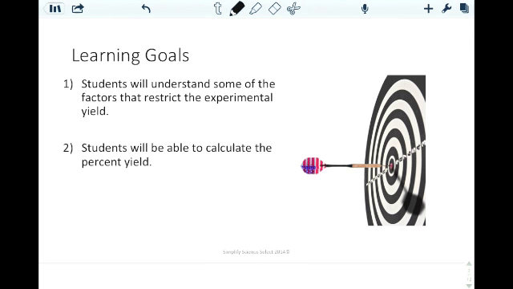The learning goals: students will understand some of the factors that restrict experimental yield. So we're going to look at what limits how much we can actually get produced. We talked about limiting reactants. We're going to talk about a few other things that hinder how much we can produce. Number two, students will be able to calculate the percent yield. So we actually want to be able to answer percent yield questions. So let's dive right in.